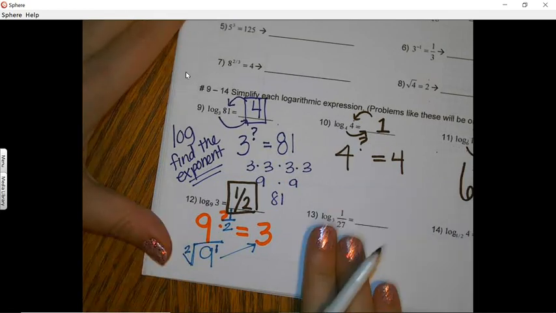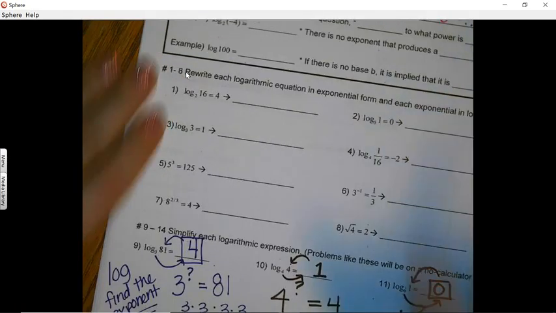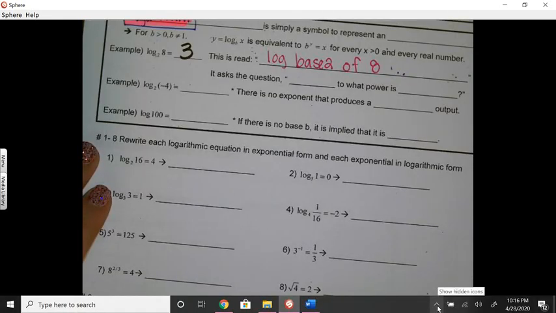Okay, so we're going to go ahead and continue in a moment. Let's go ahead and finish up our notes that we skipped over up here.